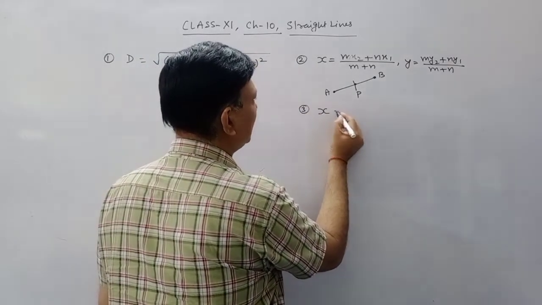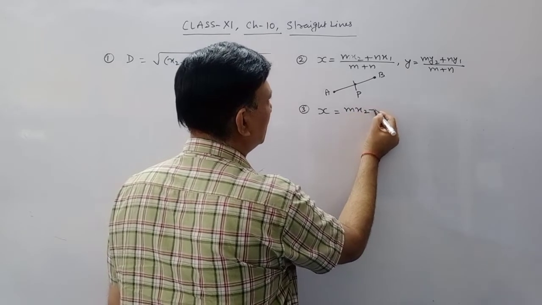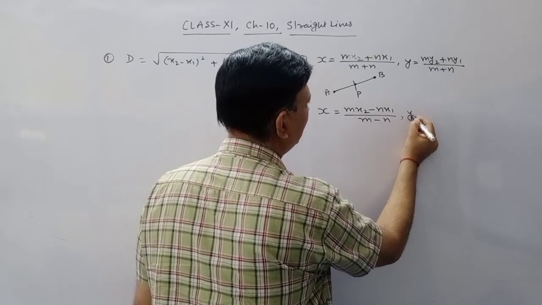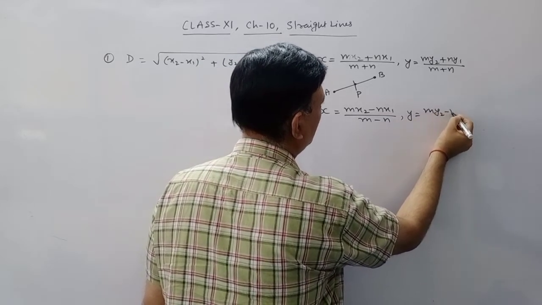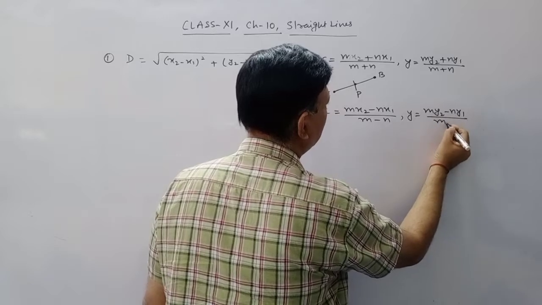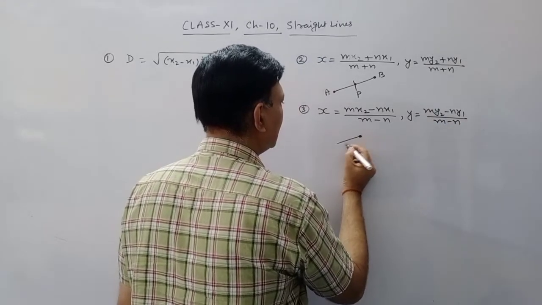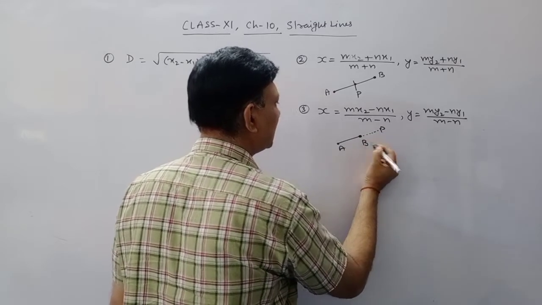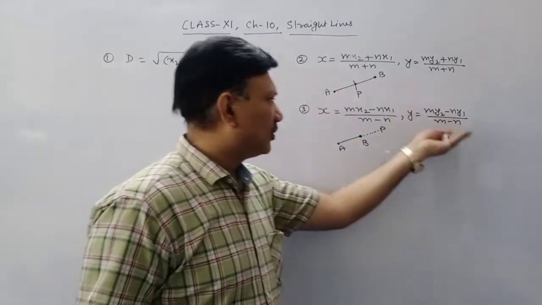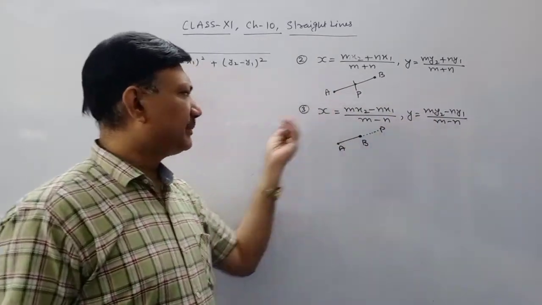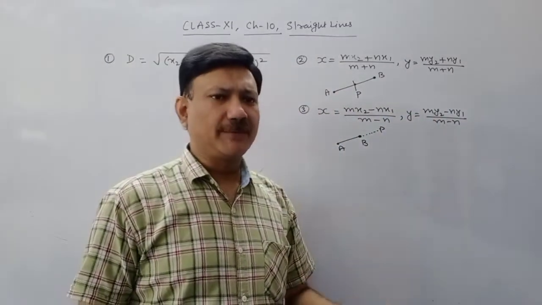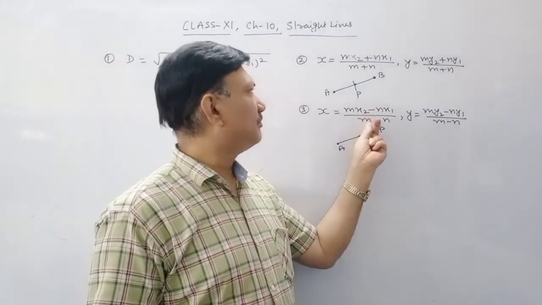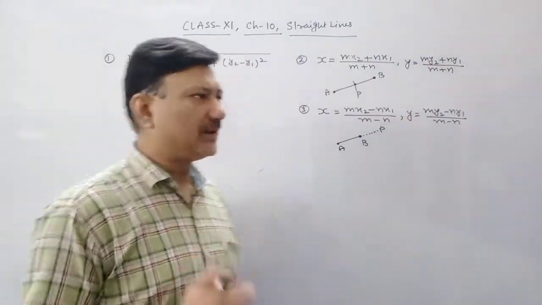For the external division, formula is same, only plus is replaced by the minus sign like this, and y is equal to my2 minus my1 divided by m minus n. External division means point of division lies outside the given point. It may be on the right hand side of B or it may be on the left hand side of B. So whenever external division is there, always use the minus signs in place of the plus sign.